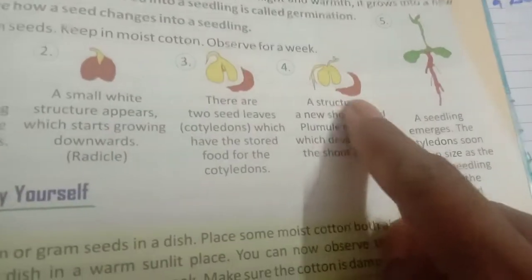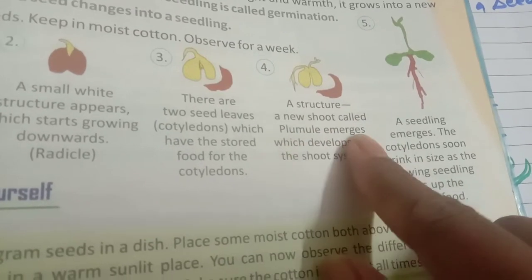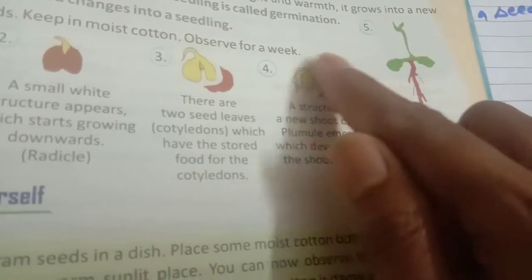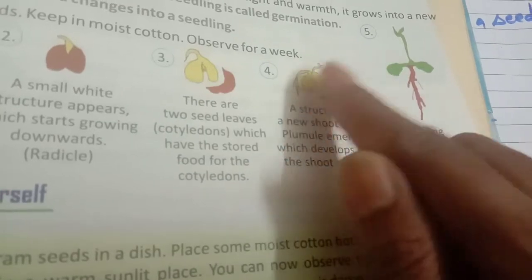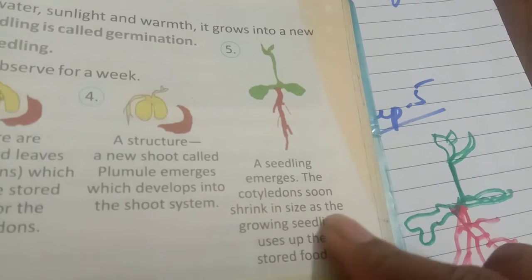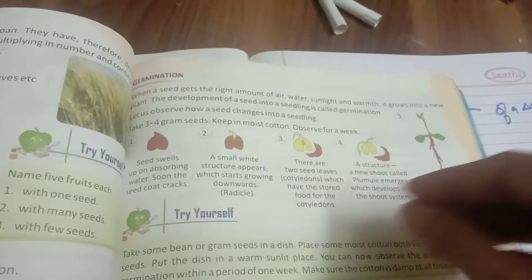After that, what happens? The structure of a new shoot called plumule emerges, which develops into a shoot system. See, you can see the things that are coming out, they are emerging to become a shoot system. The seedling emerges. You can see the plant has started arising. The cotyledons soon shrink in size as the growing seedling uses up the stored water. See, as it is growing up. So this is germination: from a seed, how we grow a new plant, right, students?